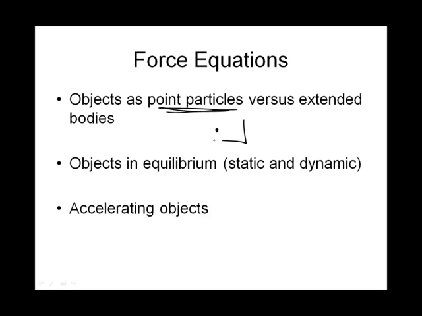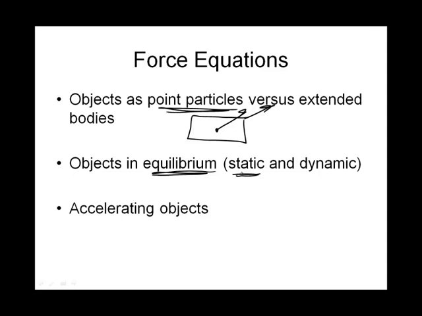So even if I draw a brick sitting on a table or a book on a table as an extended body, I'm only going to be considering the object as a point object. So if a force is acting over here, it might as well be acting over there. It doesn't really matter. Now there are some objects that will be in equilibrium, and equilibrium comes in two styles.